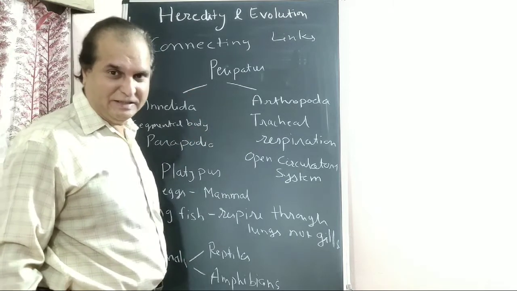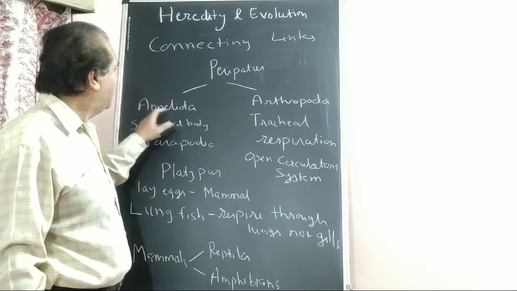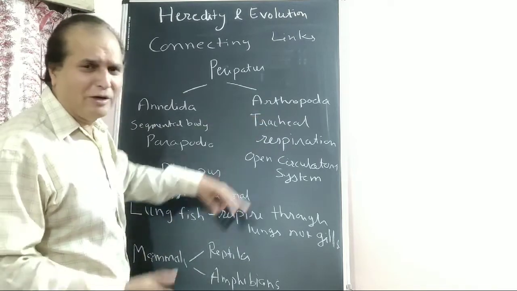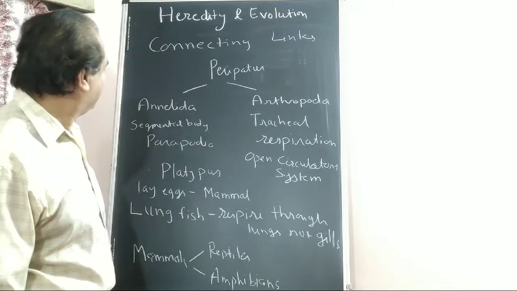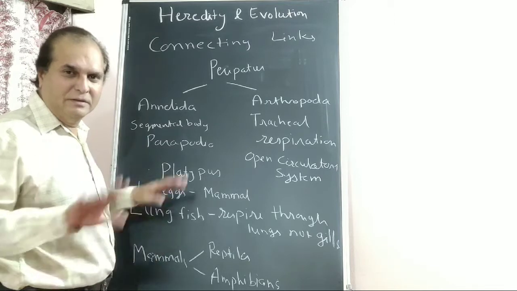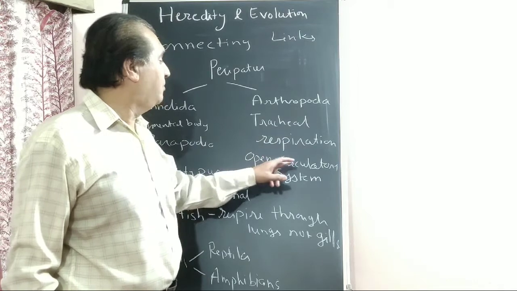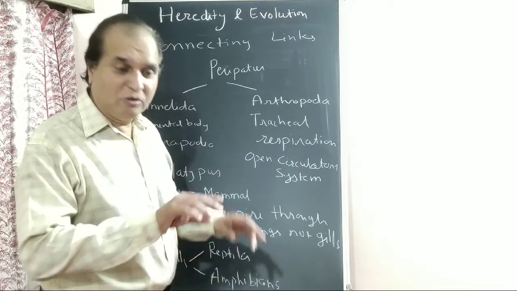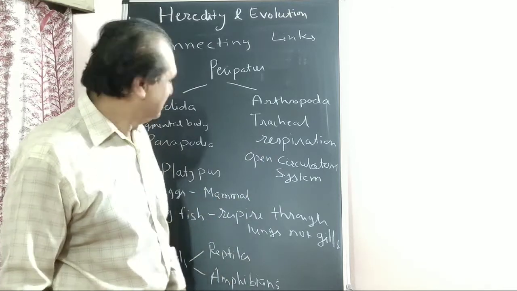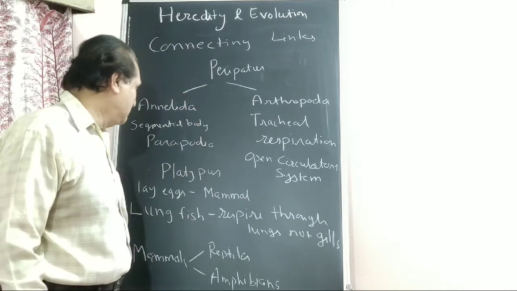See, Peripatus is an organism, actually a connecting link between Annelida and Arthropoda. Annelida has a segmented body and parapodia. Arthropoda has tracheal respiration and an open circulatory system. In cockroach there are no arteries and veins, just an open circulatory system. So Peripatus is the connecting link between the two.